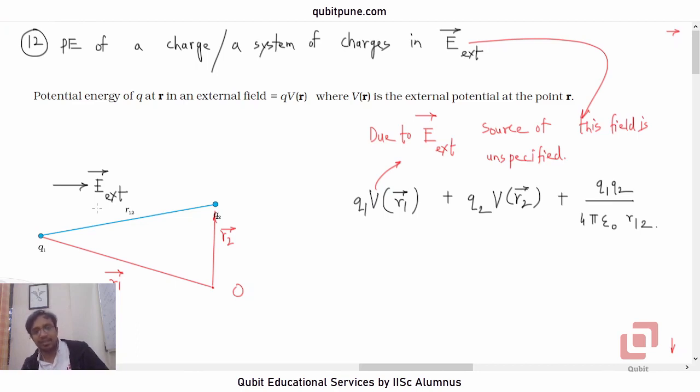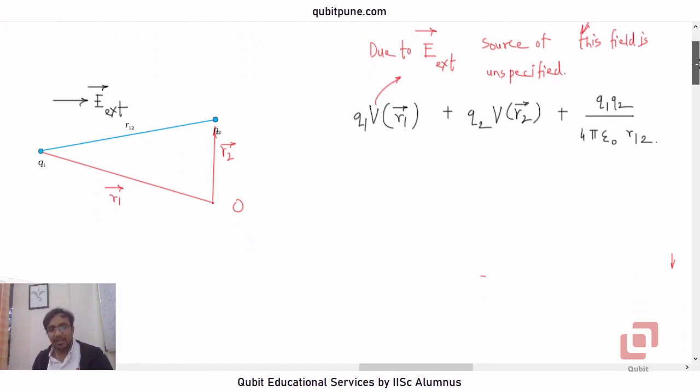So if we have three such charges, then how many terms will be there? 6 terms will be there. 3 potential energy terms due to charges, and 3 potential energy terms due to the external electric field, because there are 3 charges. And similarly, you can develop expressions for more number of charges present in an external electric field.